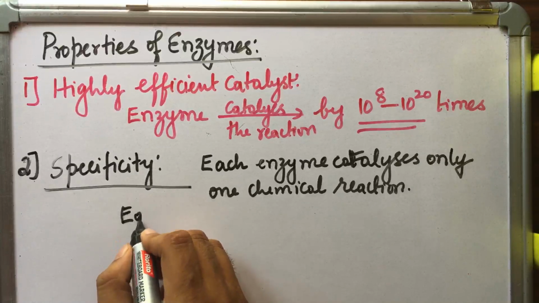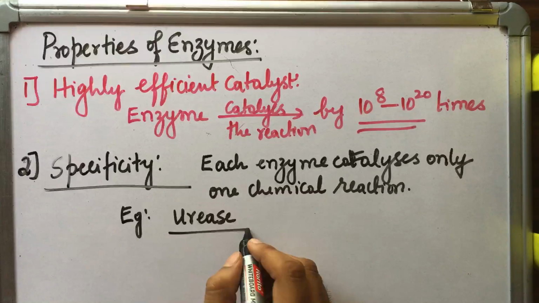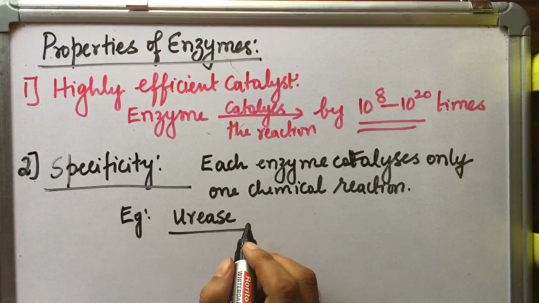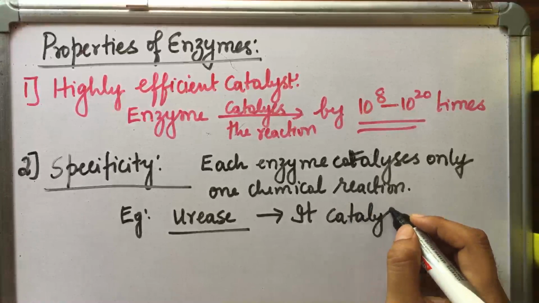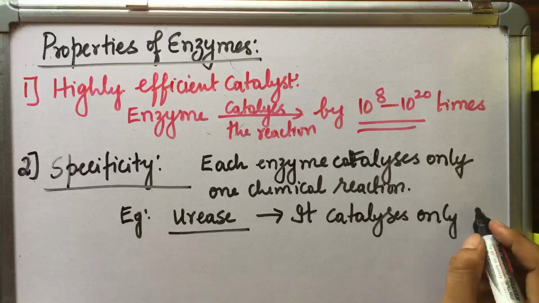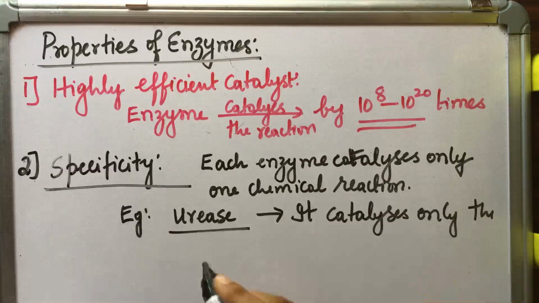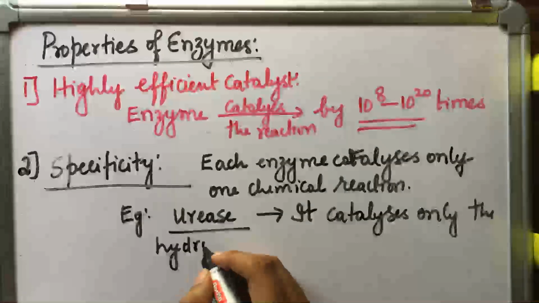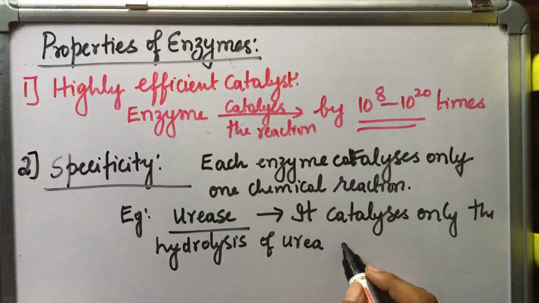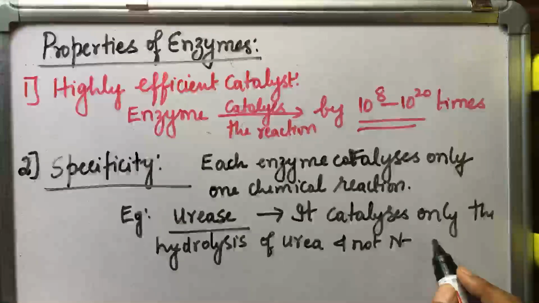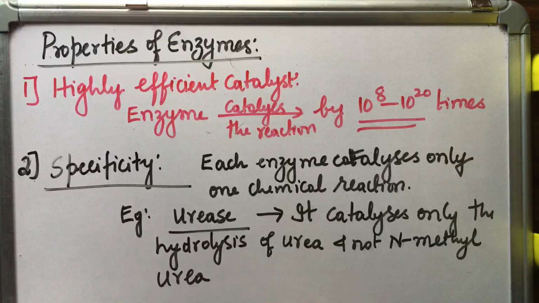Example, the enzyme urease. This will catalyze only the hydrolysis of urea, and not N-methyl urea.